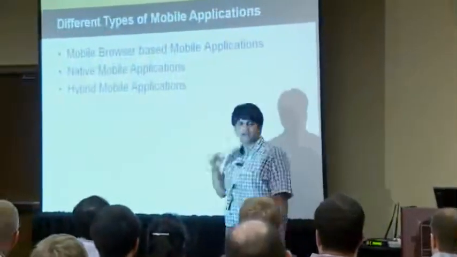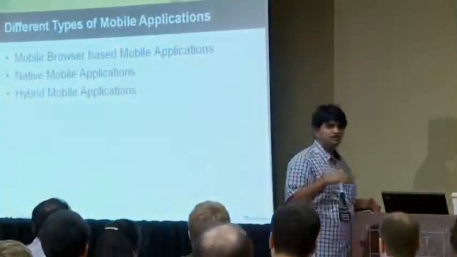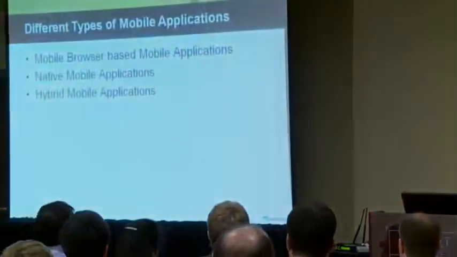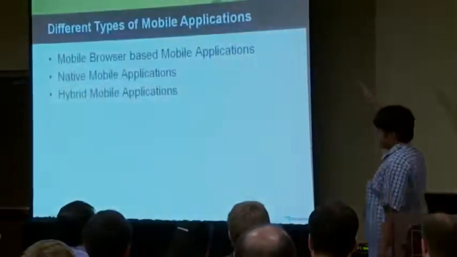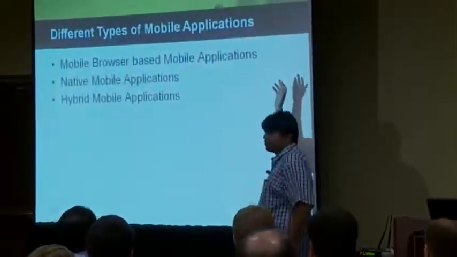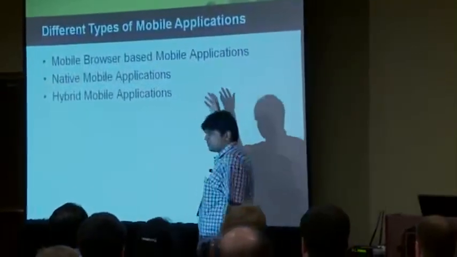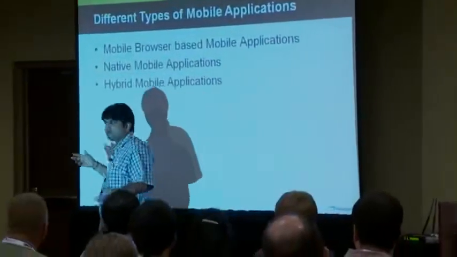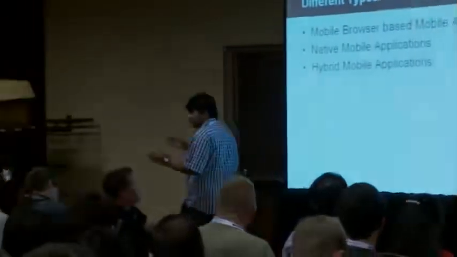Next slide please. Okay, so different types of mobile applications. Before I go into detail, let us understand what are the different types of mobile applications available in the market. So mobile browser based applications, I'm sure everybody knows what are browser based applications. Example, m.facebook.com, any application which has been built to work on a mobile browser in a very lightweight fashion is called a mobile browser based application.